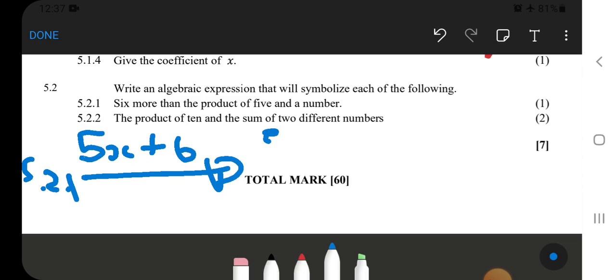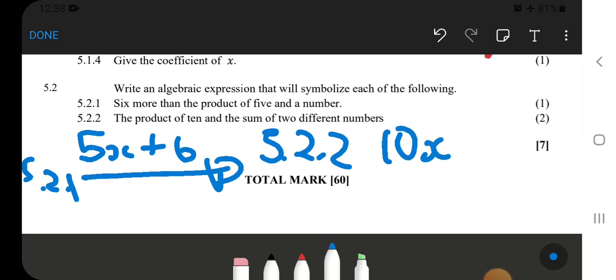Then 5.2.2 says the product of 10, the product of 10 is 10x, and the sum of two different numbers, plus 10y.